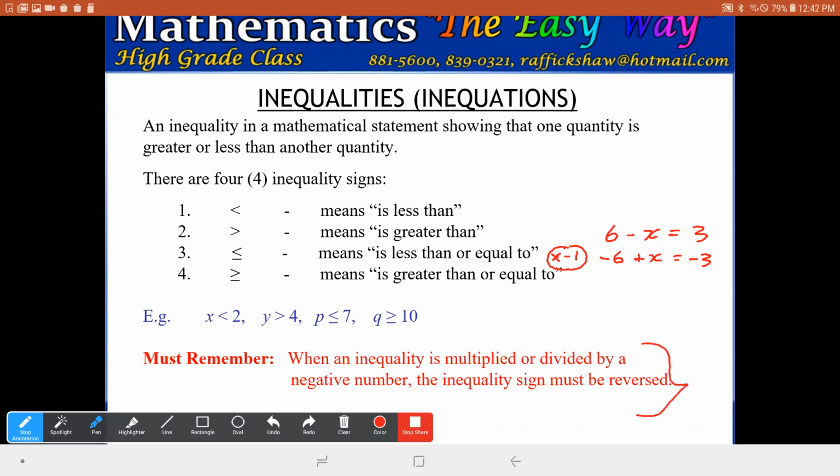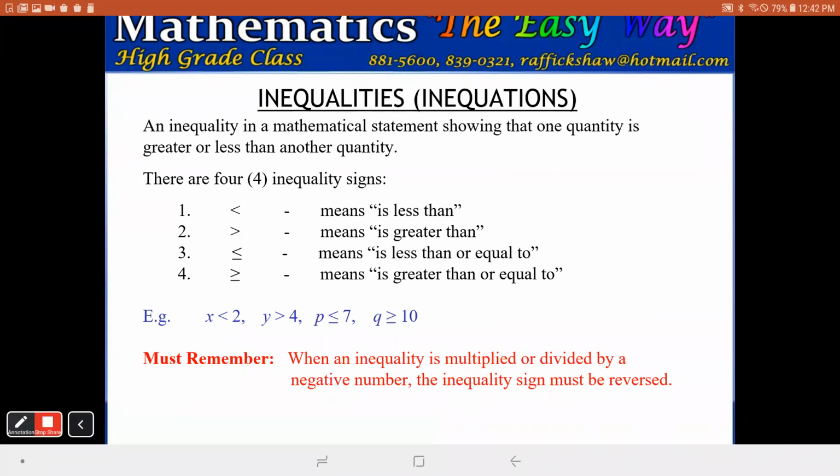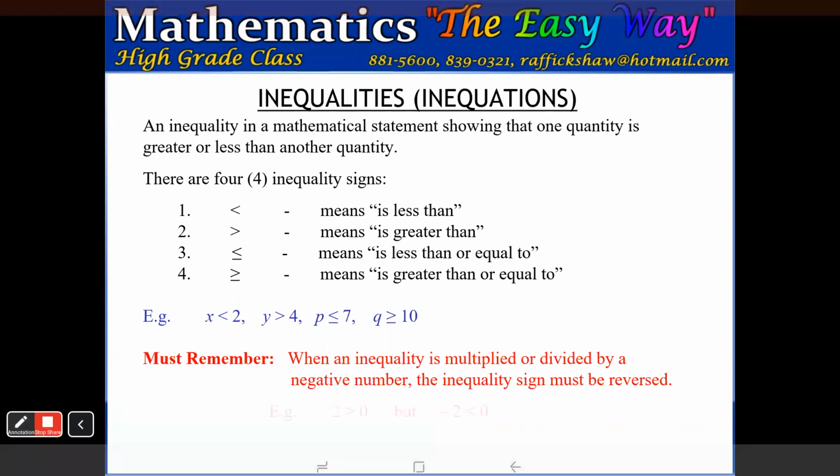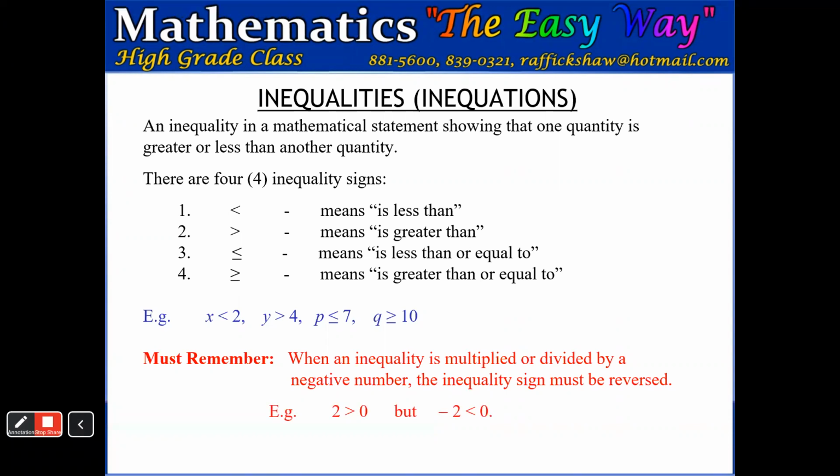When you have an inequality, there's one additional thing you have to remember to do when you multiply by a negative number, or divide by a negative number for that matter. You have to remember to reverse the inequality sign. The inequality sign must be reversed. Let's look at an example of why that is so. We all know that 2 is greater than 0.